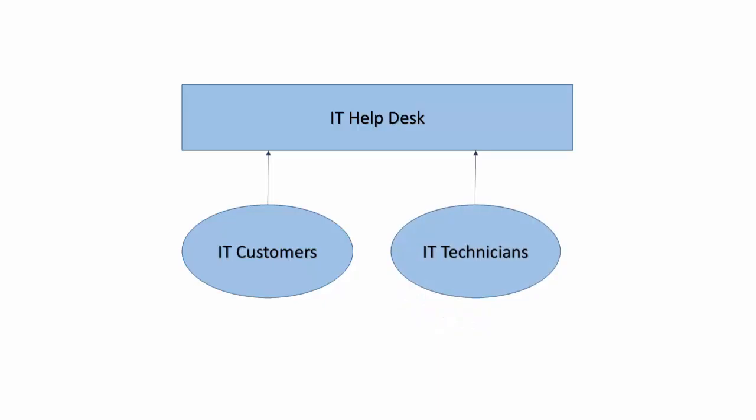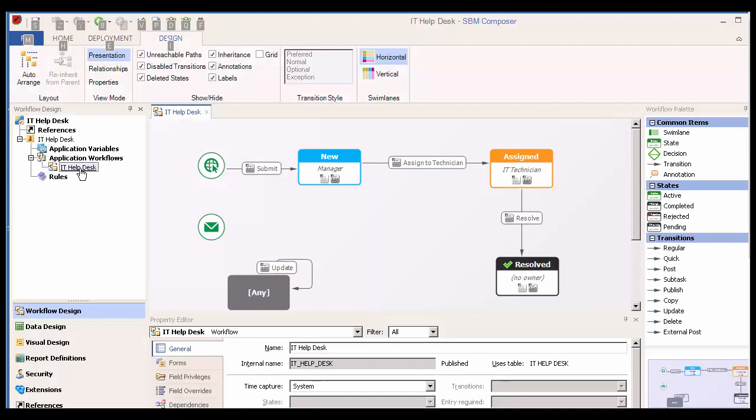Your first step is to decide which roles you need based on the job functions for your process and how you want users assigned to those roles to work with your application. For this tutorial, we're working with a simple IT help desk application, so we need roles for IT customers and IT technicians. Let's take a look in SBM Composer.